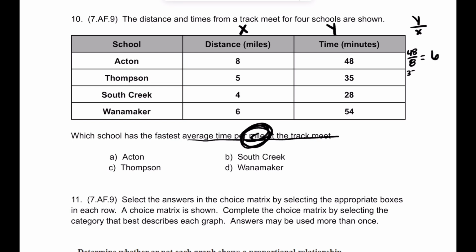Next one, I have 35 divided by 5. That is 7. 28 divided by 4, once again, is 7. And lastly, 54 divided by 6 is 9.